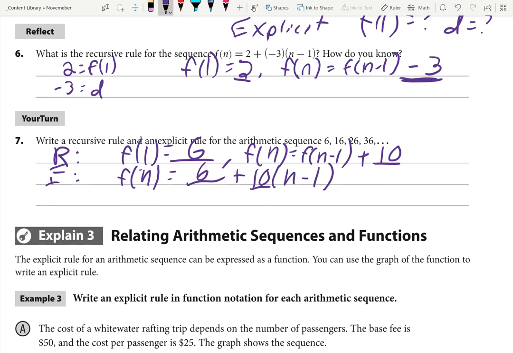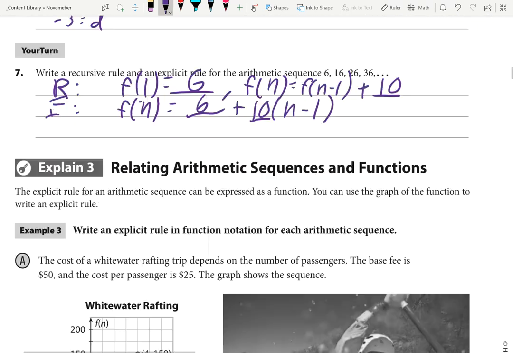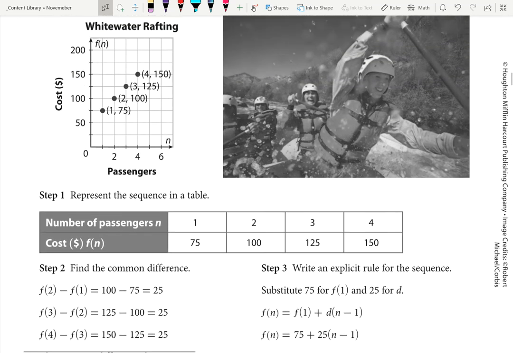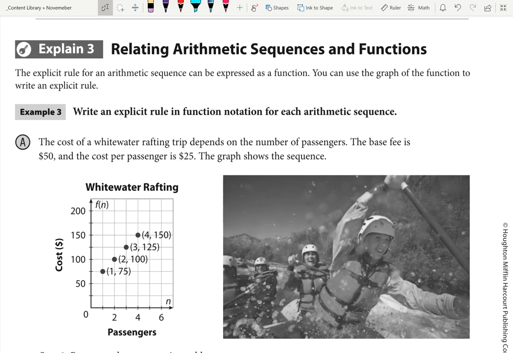I'll see you guys in section 4. I know there's more to this, but it's pretty much the same thing, just based on a word problem, though. So keep doing the same thing of finding the explicit rule and finding the first term and the common difference, and you'll be all set to go. I'll see you guys in the next one, section 4.3.